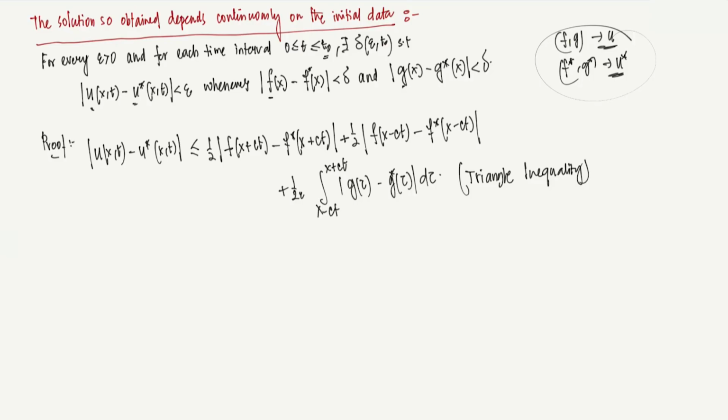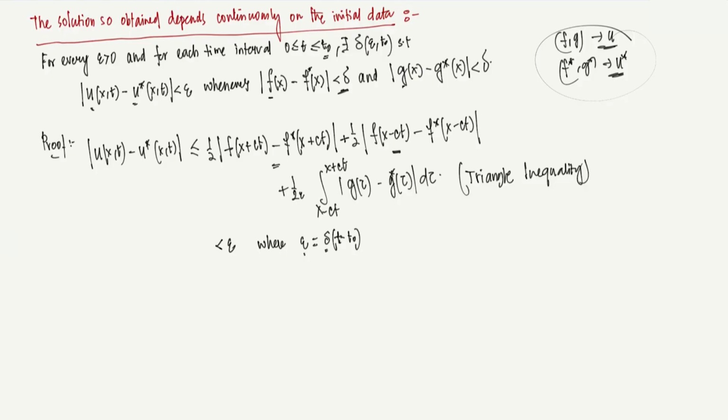Now you see this particular thing and this particular thing, this is less than delta, right? That's given to you. So essentially, this whole thing can be made less than epsilon, where epsilon is equal to delta times t naught. So basically you need to find delta. Given this epsilon, you can just choose delta to be epsilon by t naught, and then you will have this result.